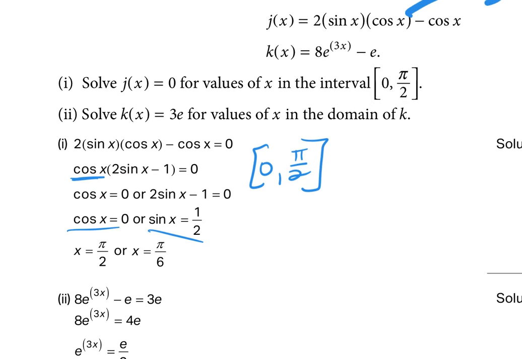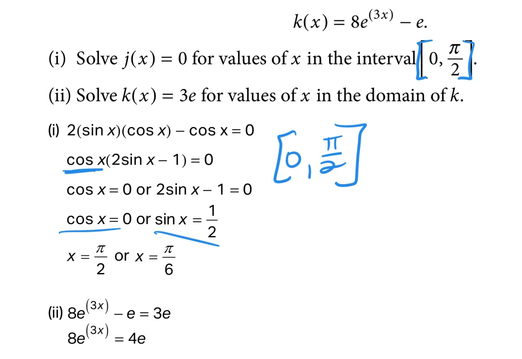And both had brackets, which is important, obviously, because pi over 2 this time was an answer. So cosine is 0 at pi over 2, and sine is 1/2 at pi over 6. You needed both of them.